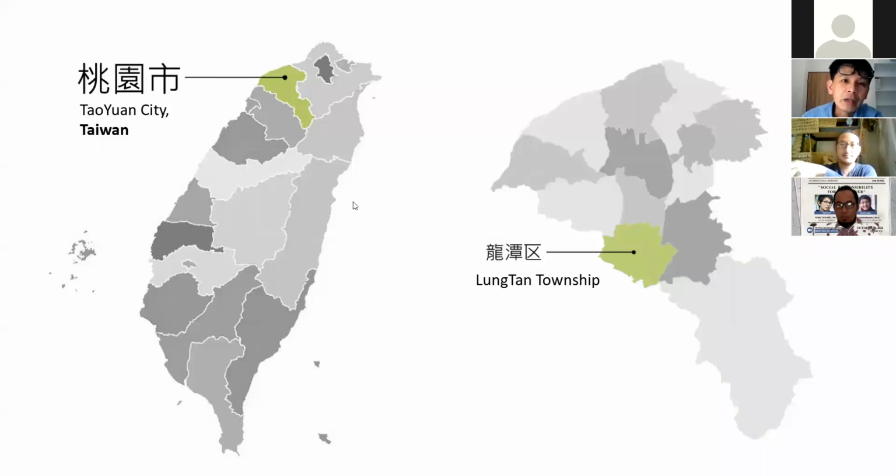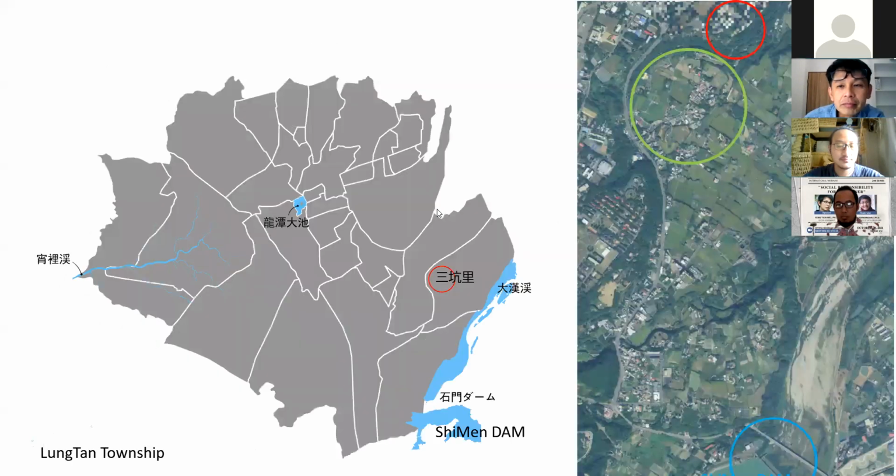This is a map of Taiwan. Where I did my research is Taoyuan City, in the northern part of Taiwan, and the village is in Longtan Township. The old street was preserved because it is very near the dam. So the government, in order to preserve the clean water, abandoned it from being developed about 50 years ago. Yes, 50 years ago.